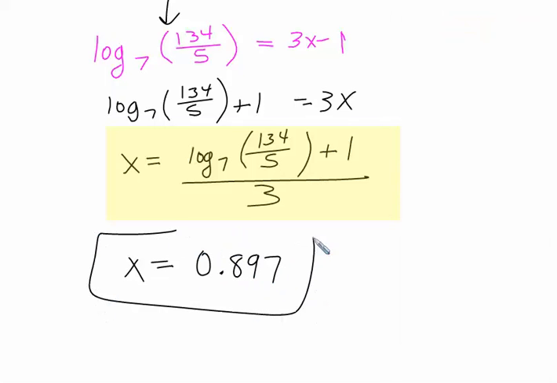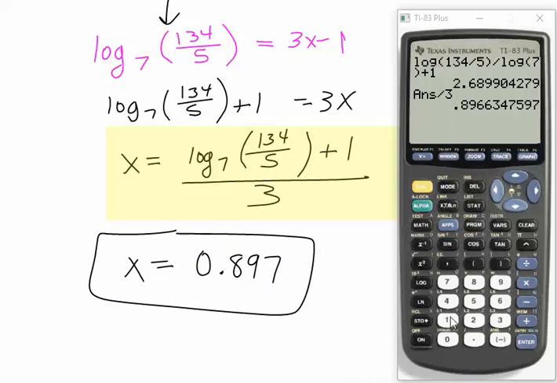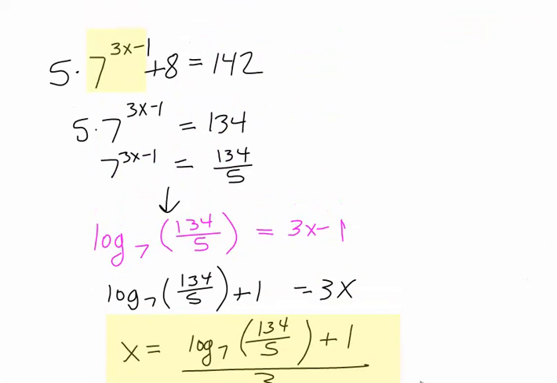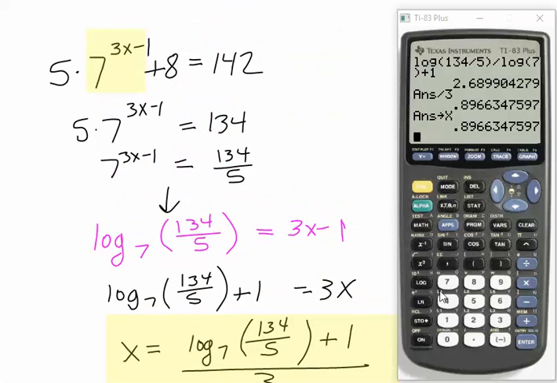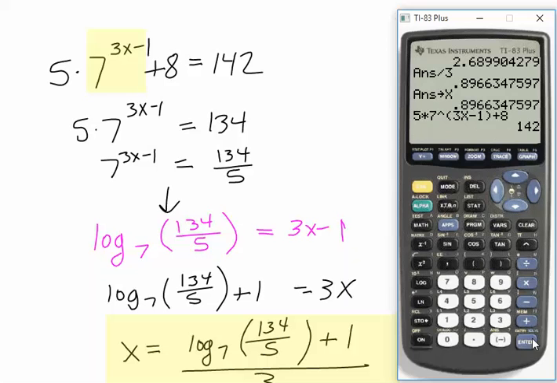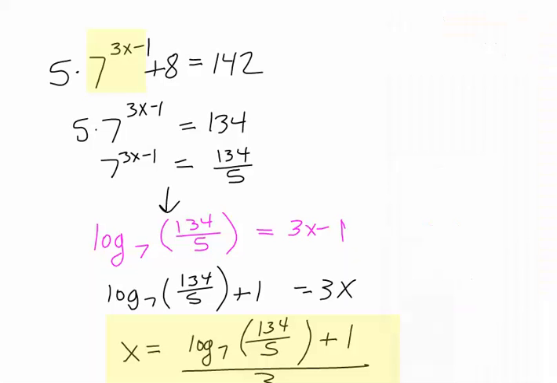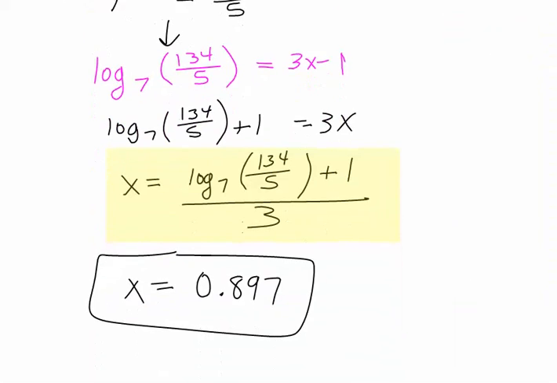Now if we really wanted to check that and see if it worked, what we could do is store that value as x, and then go up to the original problem. We could type it in and make sure that it works. So 5 times 7 raised to the parentheses 3x minus 1. Now the calculator is storing that value of x, plus 8. If we're correct, it should be 142. Oh, look at that. We're correct. It does turn out equal to 142. A nice way to double check yourself and to know that this is correct.